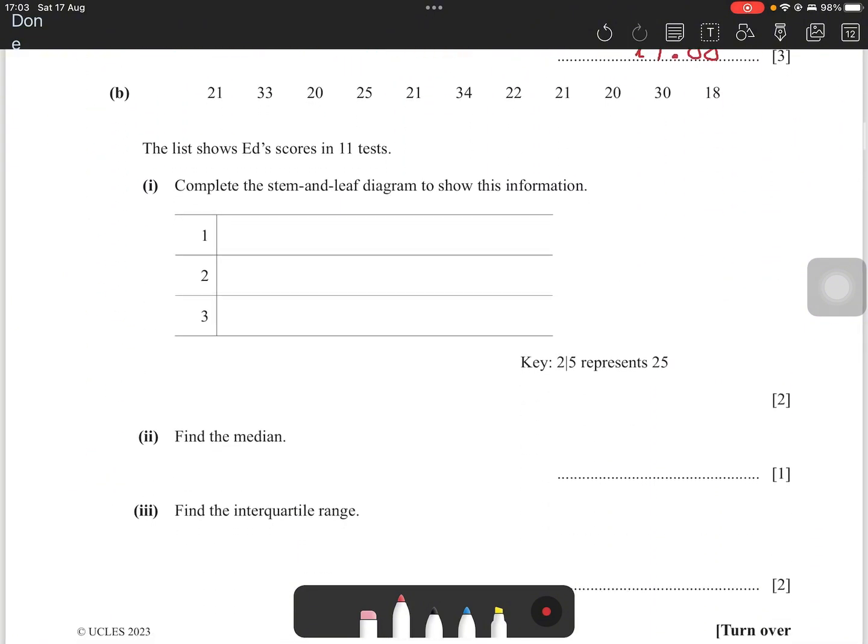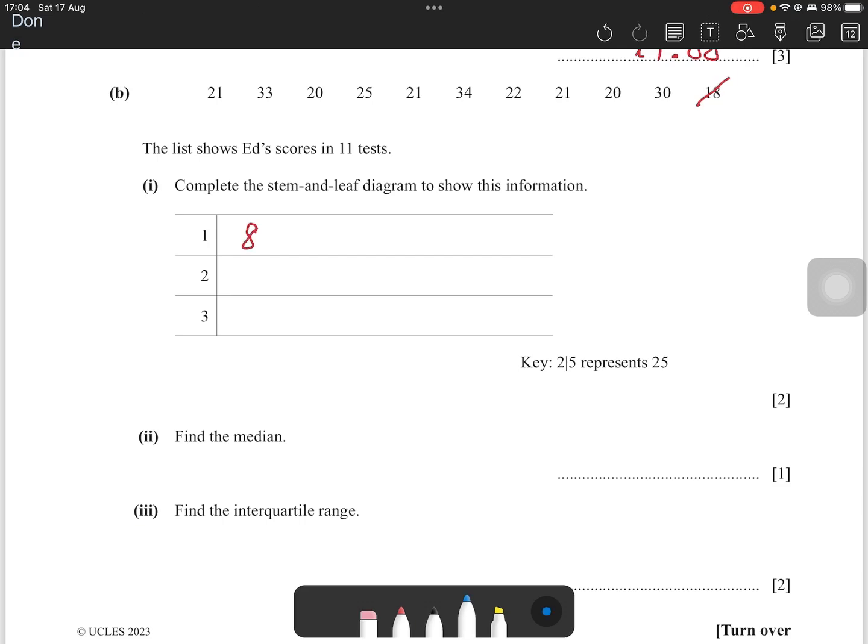B. The list shows scores in 11 tests. 1. Complete the stem and leaf diagram to show this information. You see that 2, 5 means 25. So for the first row, this is 1, which means the tens digit is 1. So we check which number has a tens digit of 1. It is 18. So I'll write 8 as the unit digit.